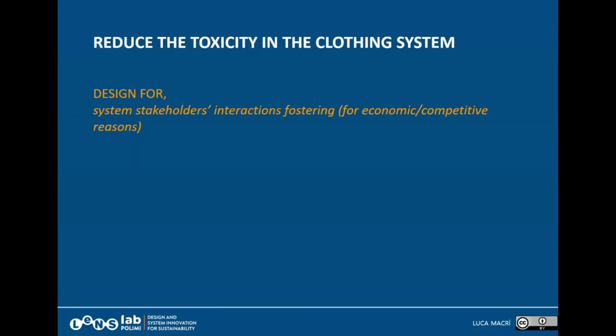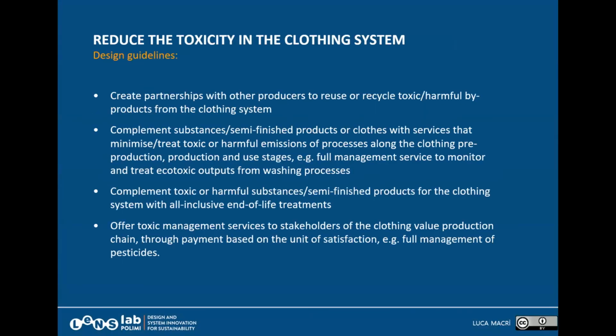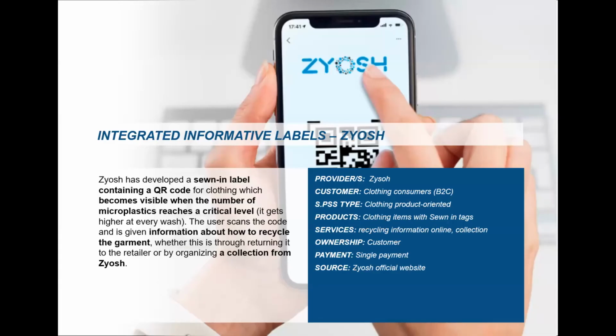Okay, last one is reduce the toxicity. We have a couple of examples here. So again, it's about reducing the toxicity on the overall clothing system. And the example we have, the first one is Ziosh, is basically a QR code, which is, let's start from the beginning. You all know about microplastics that, when you wash polyester clothes, are going in the ocean. There are many problems related to that, etc.